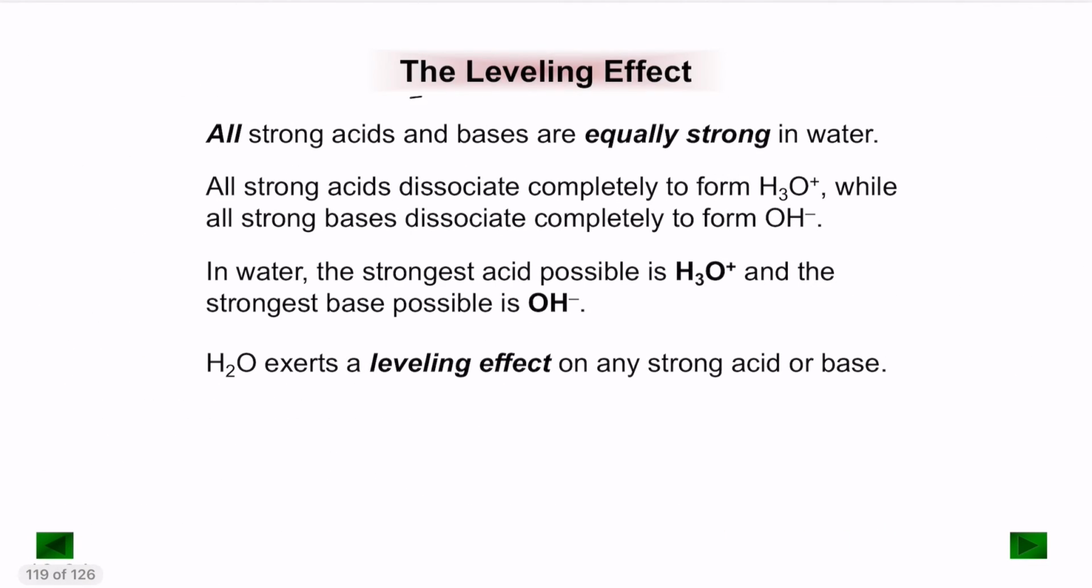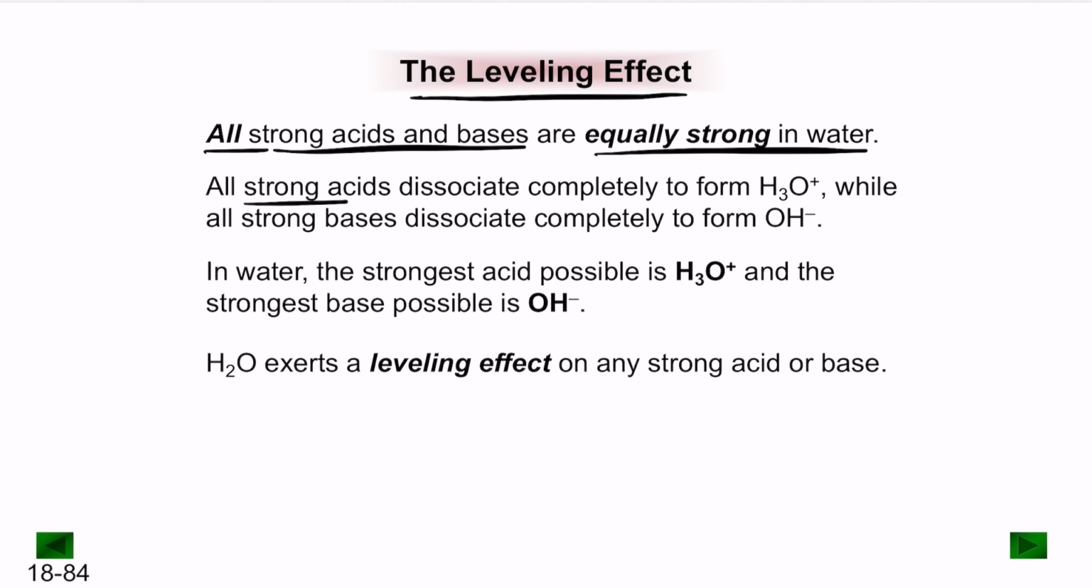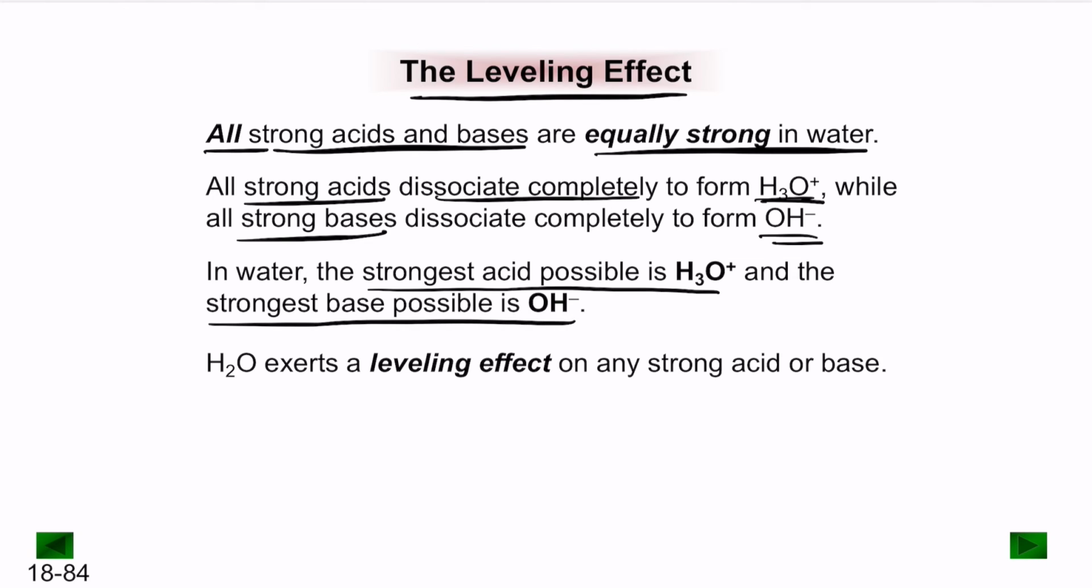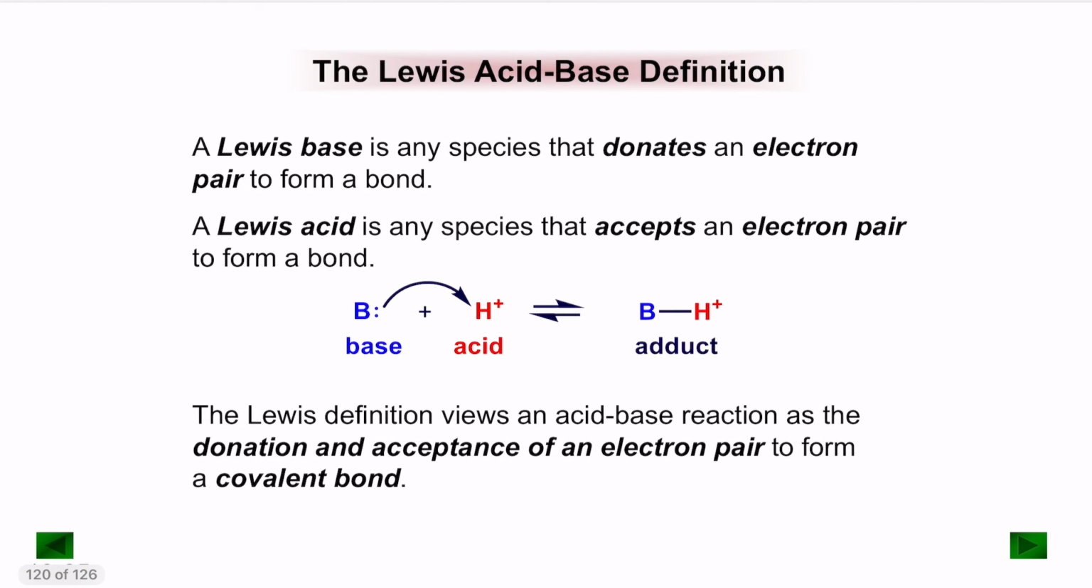Next, let's talk about the leveling effect. All strong acids and strong bases are equally strong in water. All strong acids dissociate completely to form H3O+, while all strong bases dissociate completely to form OH-. In water, the strongest acid possible is H3O+ and the strongest base possible is OH-. This is the reason why H2O exerts a leveling effect on any strong acid or strong base.